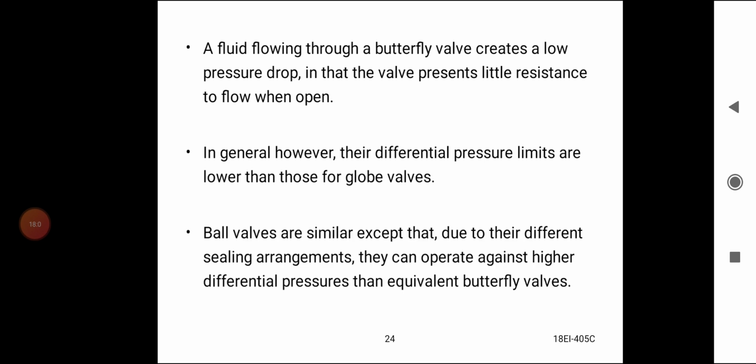Ball valves are similar except that due to their different sealing arrangements, they can operate against higher differential pressure than equivalent butterfly valves.